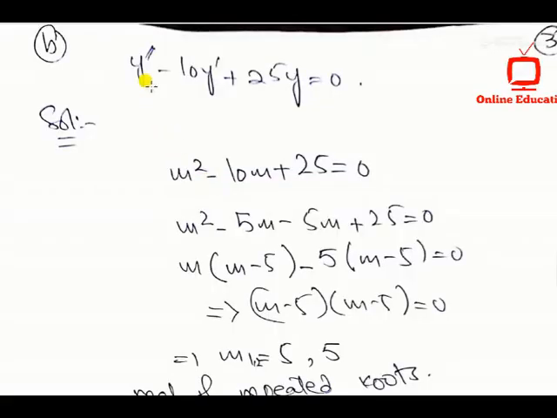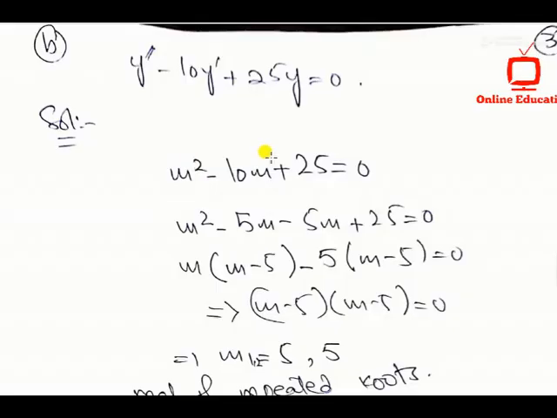The auxiliary equation will be, this is y'' meaning second derivative, m squared, minus 10, y' first derivative, minus 10m, plus 25 is equal to 0. Okay, this is the auxiliary equation. You can factorize or apply the quadratic formula, or whatever rule you know, just to find the values of m, the roots of this equation.